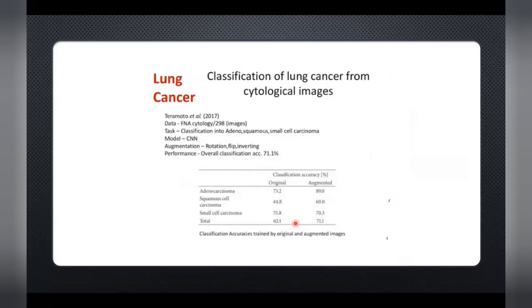In lung cancer, Teramoto et al. in 2017 actually took FNA cytology smears. And those who report cytology can understand how it can become difficult at times because of the background. He used this algorithm to classify successfully adenocarcinomas, squamous cell carcinomas, small cell carcinomas with an accuracy of 71.1%, where the human intervention did that with 62.1%. It was better than human intervention.